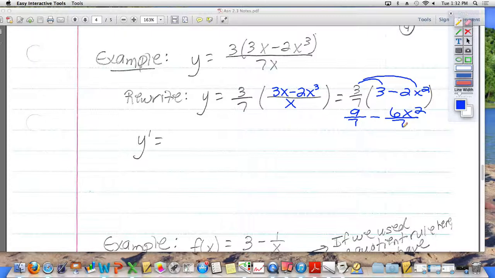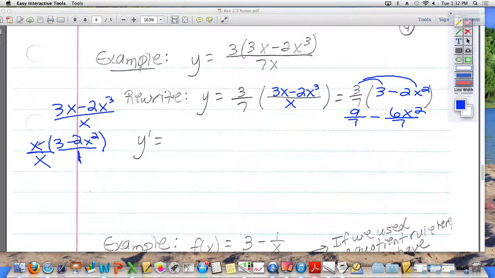I probably should have made an x. This is what happened. If you're just looking at the 3x minus 2x cubed, and you divide it over x, what I really did was I took an x out of the top, and it left me with 3 minus 2x squared. And then on the bottom, when I factor an x out, it leaves me with a 1 on the bottom. The x's cancel out, okay? So I'm left with 3 minus 2x squared.